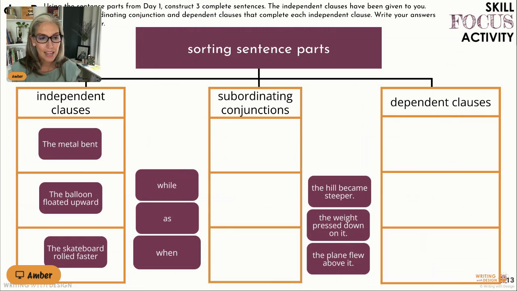So we can't say the metal bent while the hill became steeper, right? That doesn't make sense. So you need to make sure that what you're putting into each of the columns for each of the rows is making the best sentence and a coherent sentence. Okay? So this will be an opportunity for you to put this down on your paper, to have some discussion, talk through what makes sense, what makes these sentences flow nicely together.